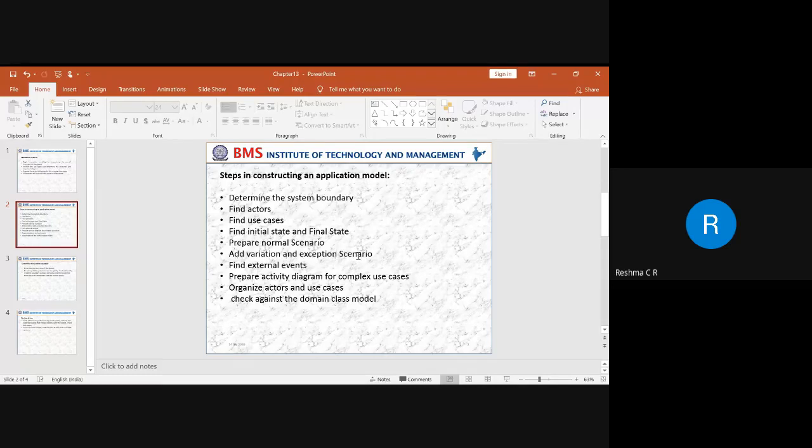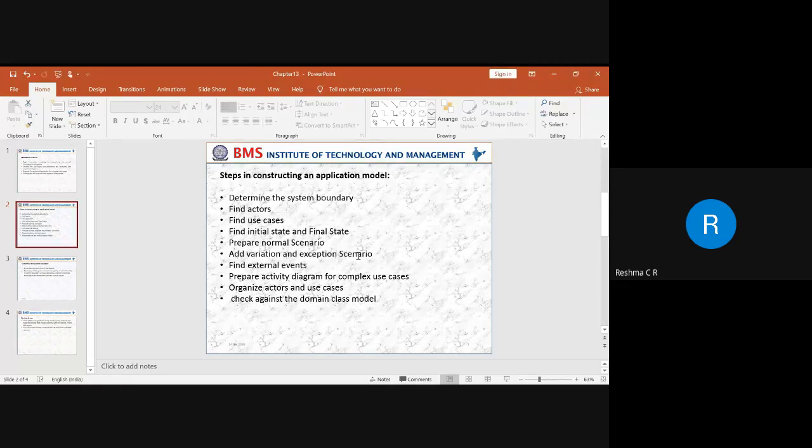For performing this application analysis, we need to follow some steps. The steps for constructing the application model are: first, we need to determine the boundary of the system. Second, find the actors, find the use cases, find the initial state and the final state, prepare a normal scenario, add the variation, add an exception scenario, find the external events, prepare an activity diagram for the complex use cases, organize the actors and the use cases, and check against the domain class model. These are the different steps for preparing the application model.